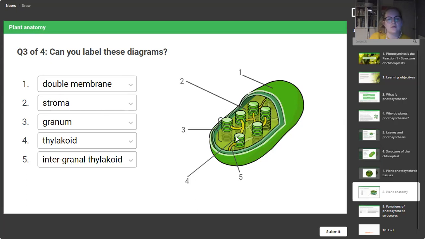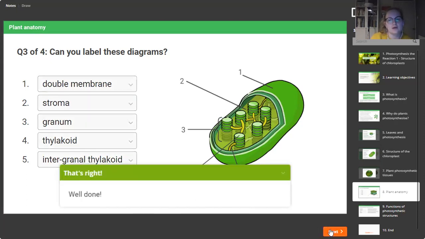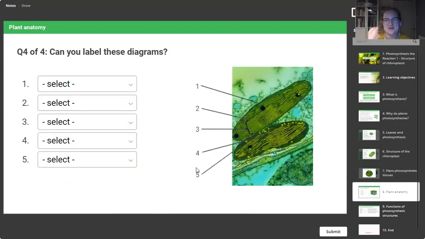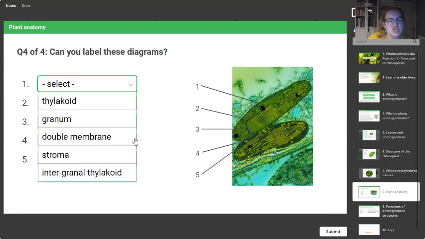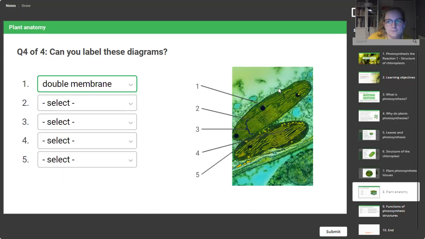Actually, they'd be multiple ones. And then we've got an actual electron image of this. So these are a little bit harder sometimes to look at. So if we look at 1, it appears to be pointing at the very, very top outside bit of this chloroplast, so we'd assume that it's talking about the double membrane there.